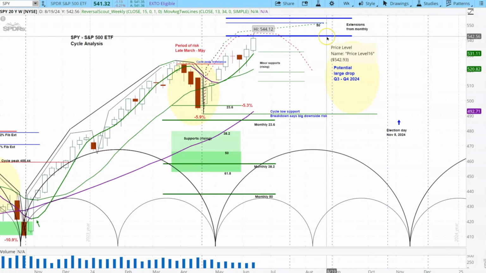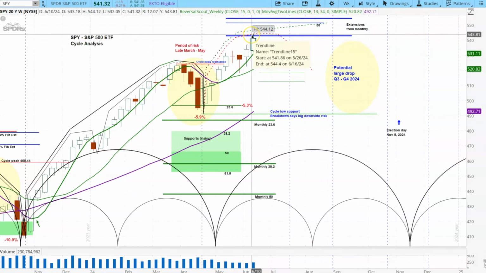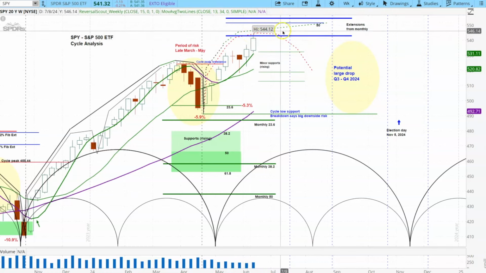One thing to look at is this level right over here. This is the monthly extensions, and these are resistance areas right in here. They're also targets, and you could see that it got right up to that level. It's going to have a hard time based on the valuations that I showed in the beginning of the show.